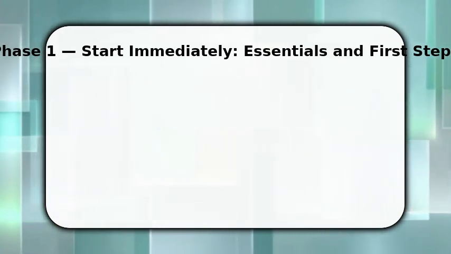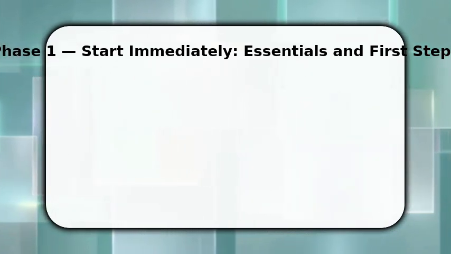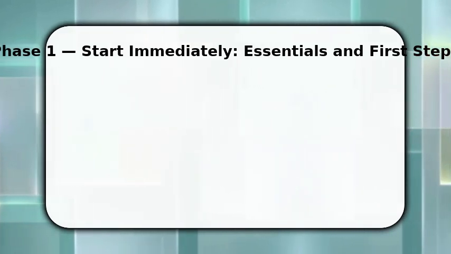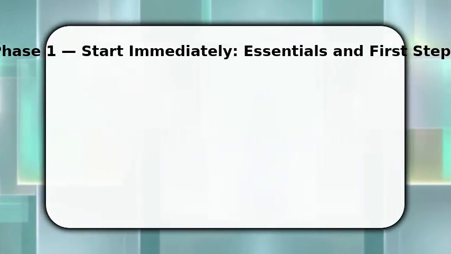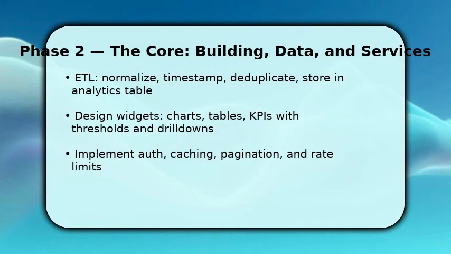Next, scaffold a simple API endpoint to deliver JSON and wire a placeholder component in your front end to render that JSON. Make sure to set a refresh cadence, 5 minutes for live metrics, hourly for aggregated stats, so the dashboard behaves predictably. Now you construct the pipeline and visual pieces.